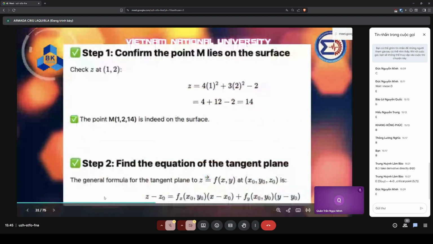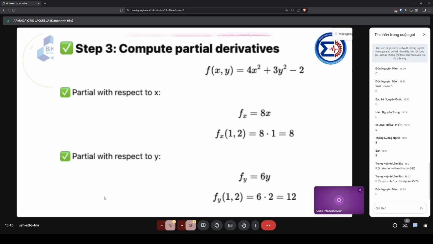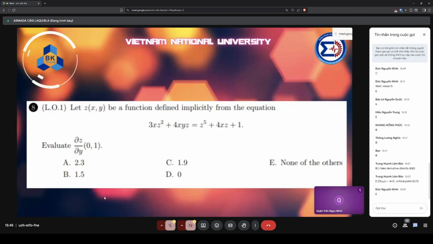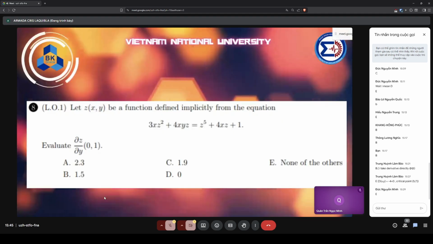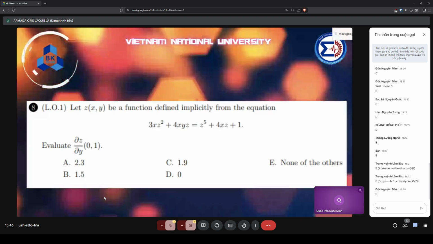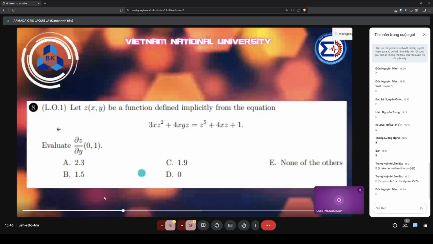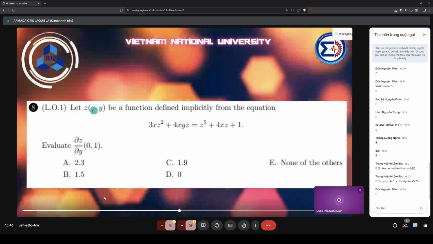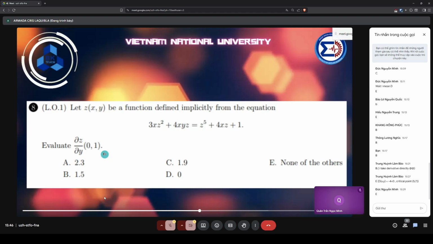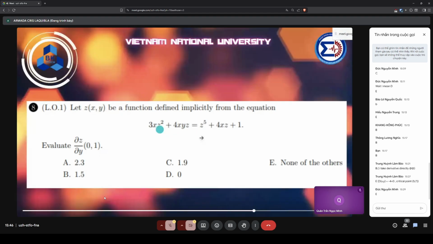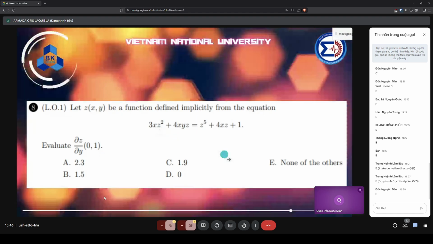And now next we have this one. Let Z of xy be a function defined implicitly from the equation. Now find the partial of Z with respect to Y at the point 0, 1. So your X value is 0, your Y is 1. Class, now take the derivative of that equation implicitly, and you can solve it like this.